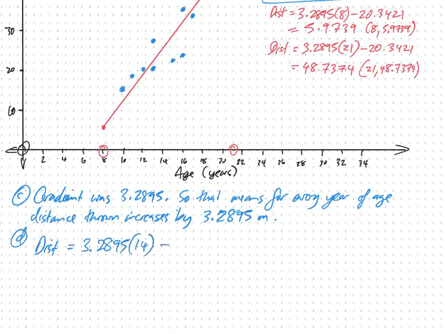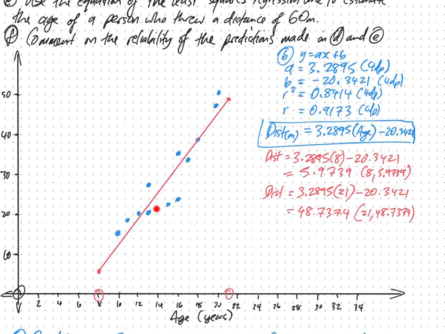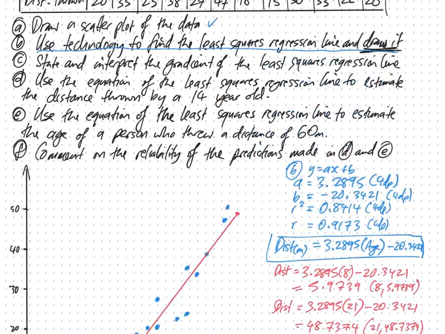Put 14 instead of x, 20.3421. So the distance is going to be 3.2895 times 14, and then minus 20.3421. The distance is going to be 25.7109, which is 14. It's around about there. So it's pretty good. It pretty much fits that line of best fit.